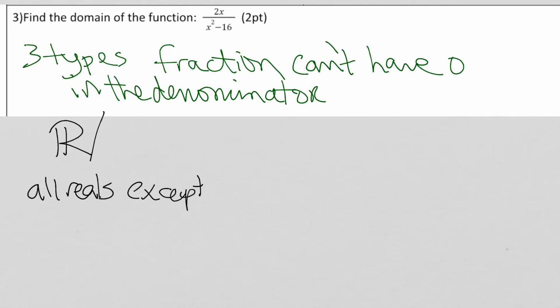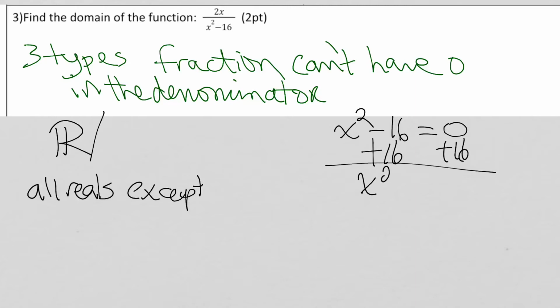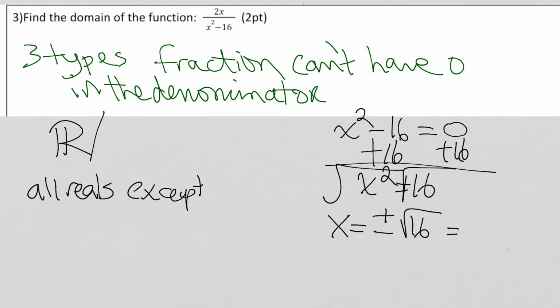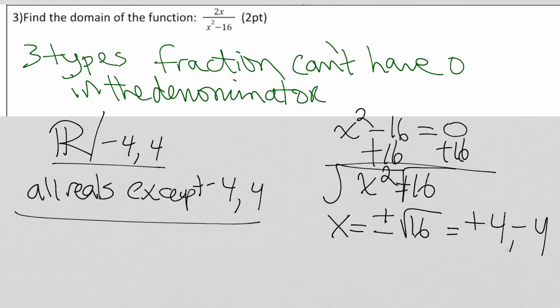So let's take the denominator and make it equal to 0. We could add 16 to both sides, and we square root. Whenever you take a square root, we have 2 possible answers, which would be +4 and -4. So I could have all real numbers except positive and -4. Either way is fine, the way you write it.